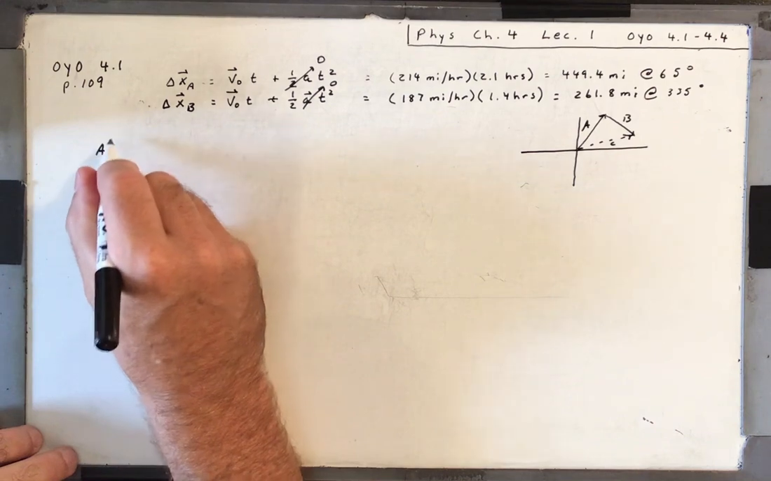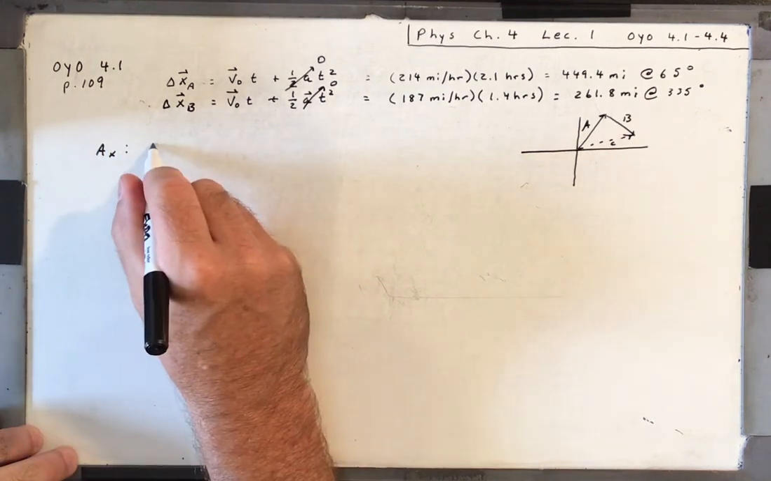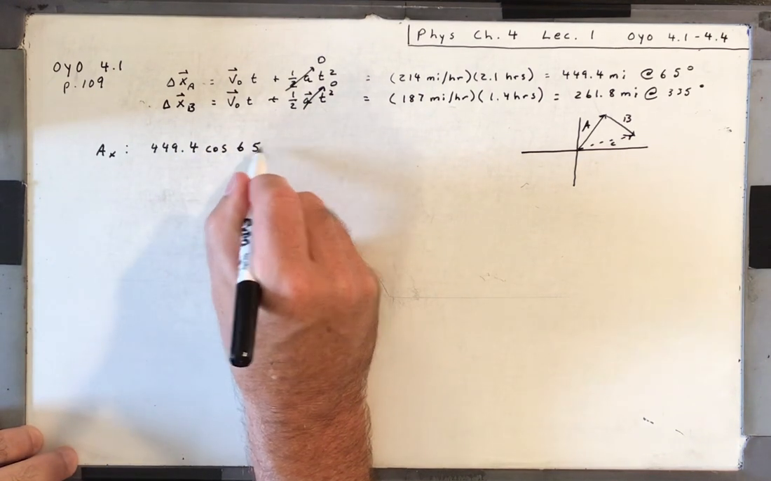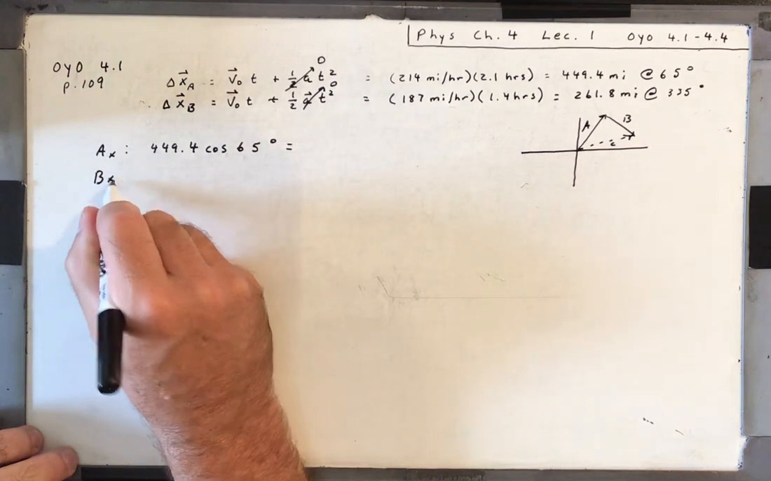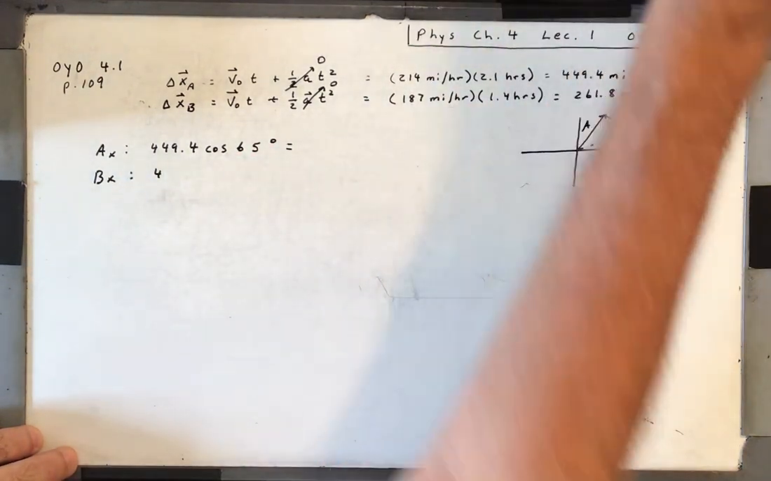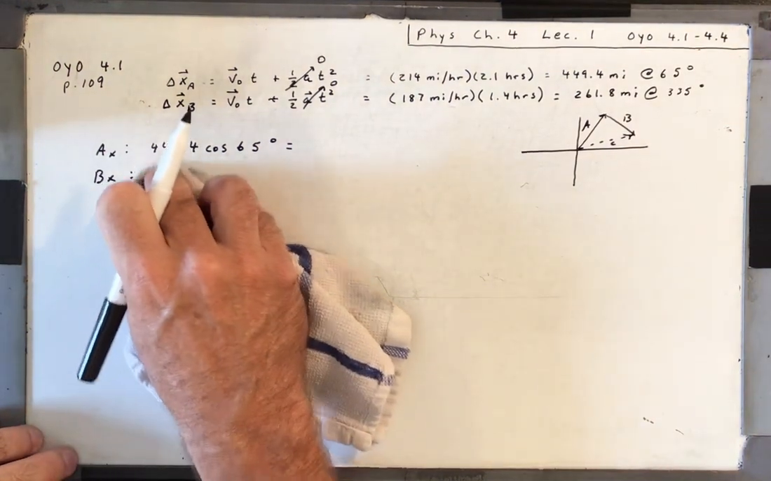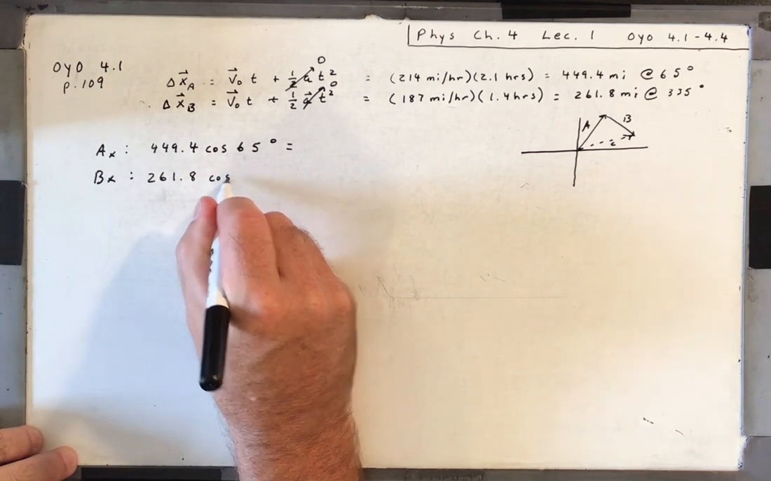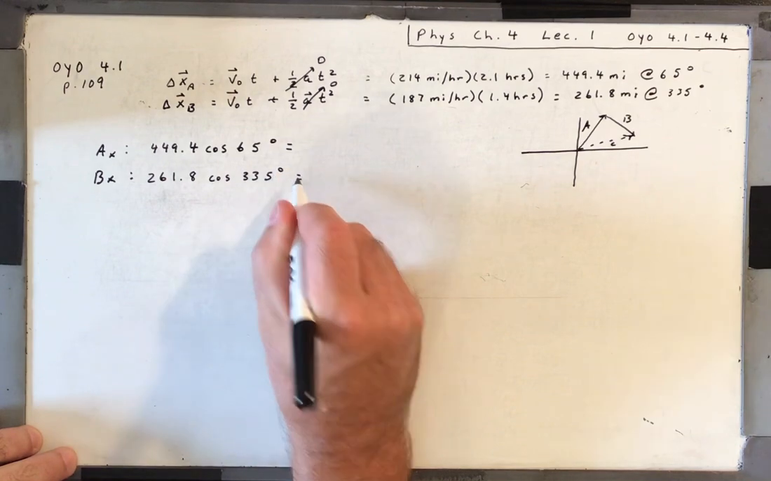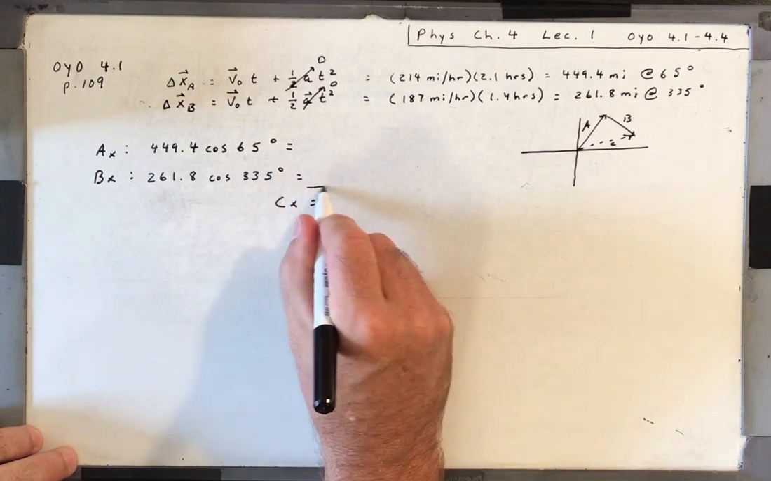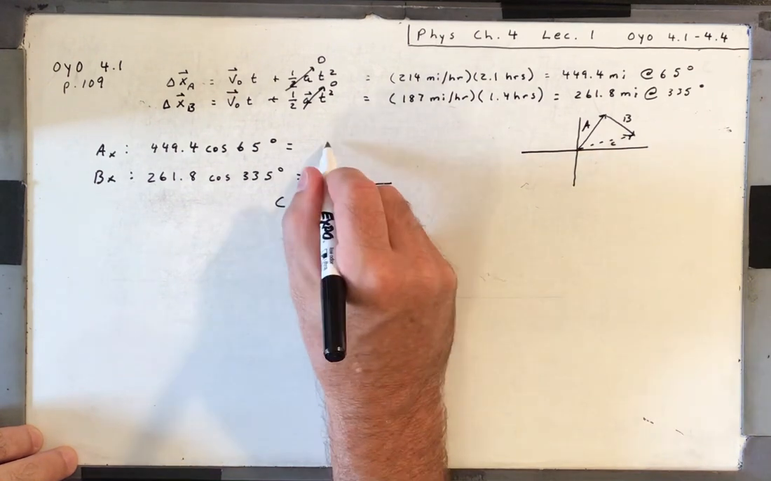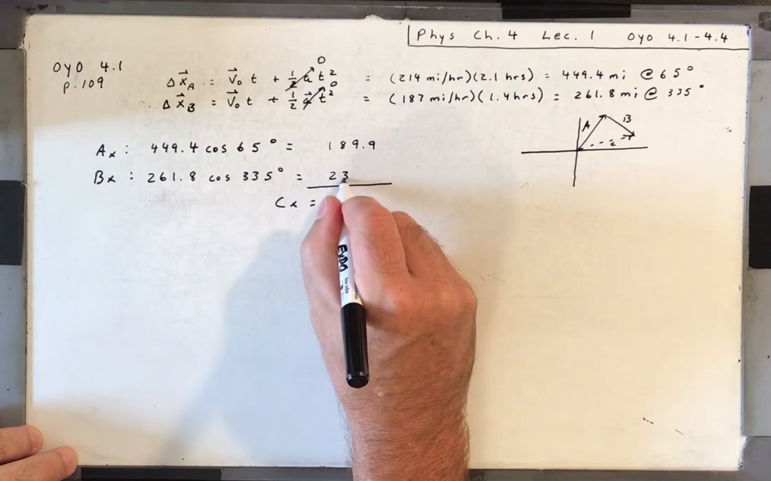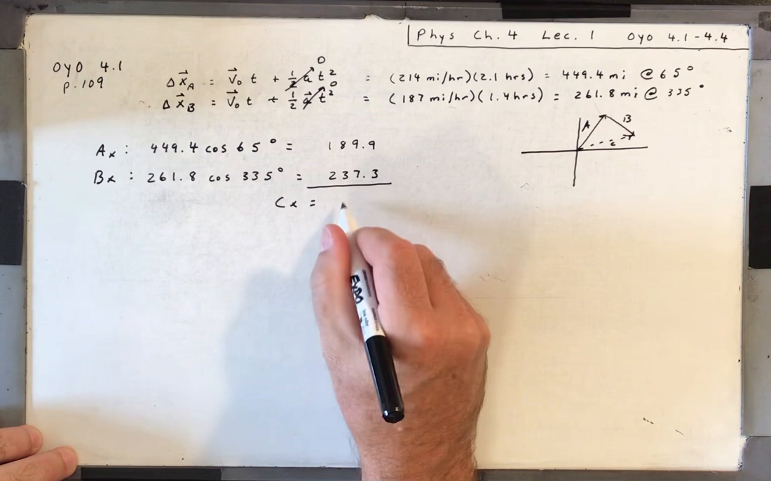So A sub x is going to be 449.4 cosine 65 degrees. B sub x, not 449, sorry, B sub x is 261.8 cosine 335 degrees. And then C sub x, we will sum those two. So those numbers would be 189.9 and 237.3. So that's 427.2 miles.